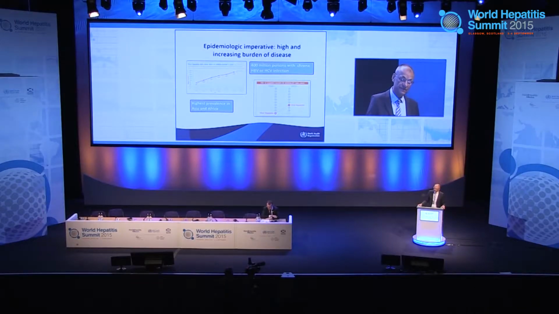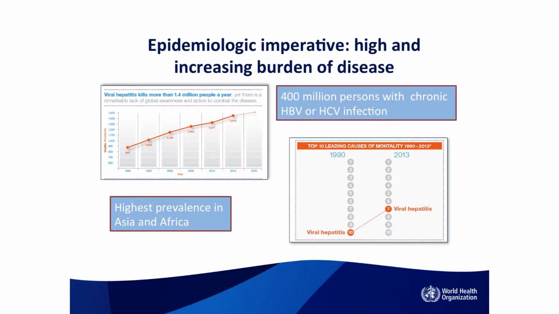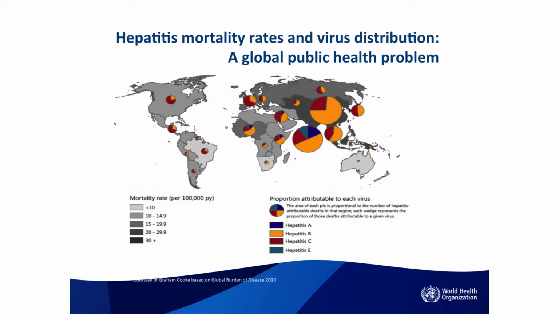Very quickly, you have seen this. So from a numbers perspective, there is really an epidemiologic imperative to take action. You've heard about the high and increasing burden of disease, where hepatitis is now number 7 on the top 10 leading causes of mortality. We have 400 million people out there that are chronically infected with hepatitis B and C. These are huge numbers, and sooner or later, all of them will need treatment. We also know there are geographic differences with the highest prevalence in Asia and in Africa.